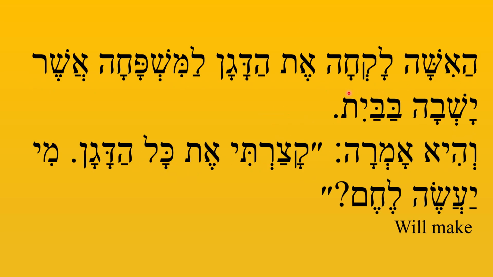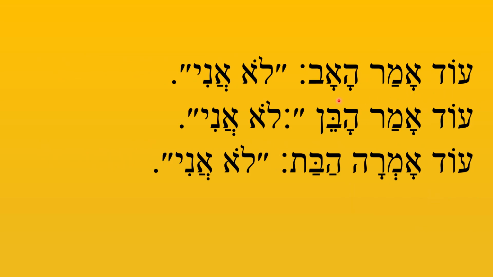האישה לקחה את הדגן למשפחה אשר ישבה בבית, והיא אמרה, קצרתי את כל הדגן, מי יעשה לחם? עוד אמר האב, לא אני. עוד אמר הבן, לא אני. עוד אמרה הבת, לא אני.